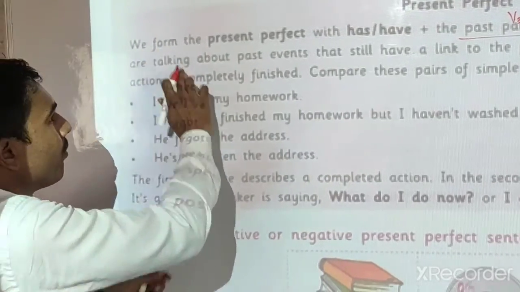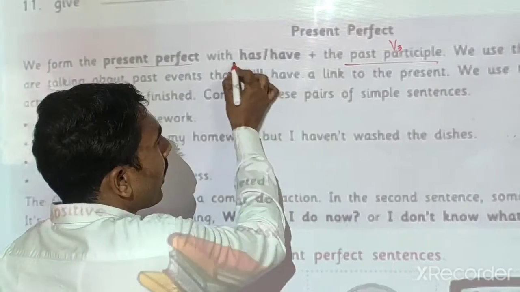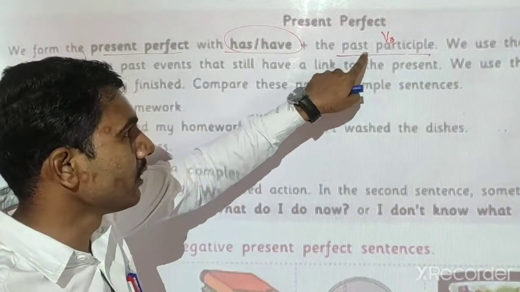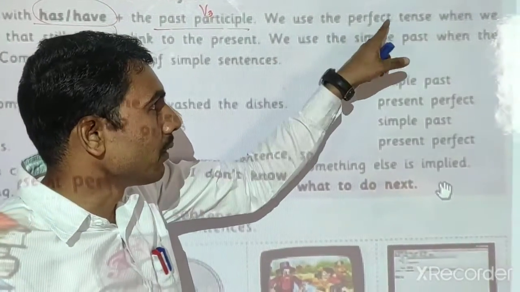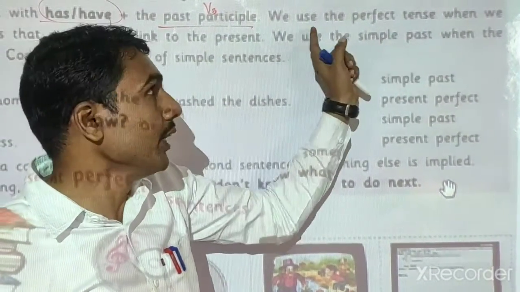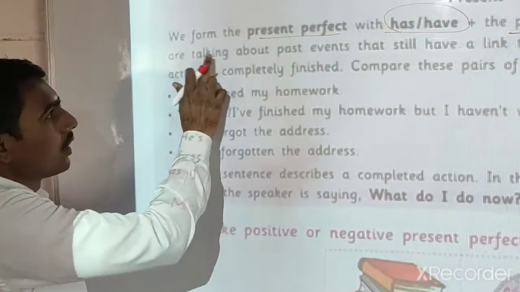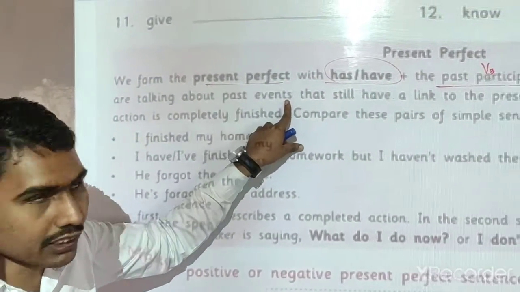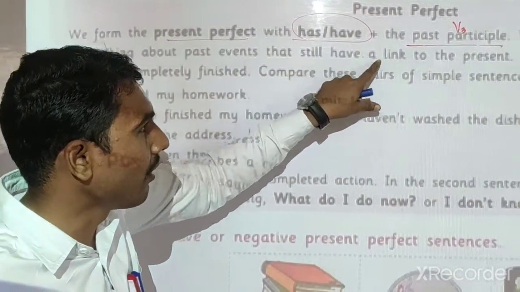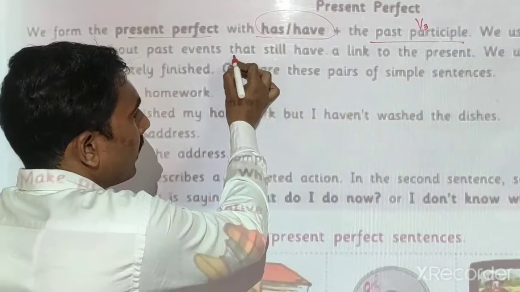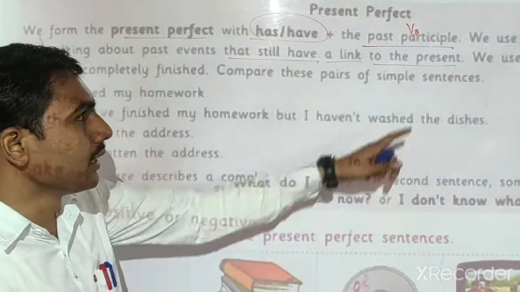We form present perfect with has or have. It is very important. Plus verb third form or past participle. We use the perfect tense when we are talking about past events that still have a link to the present.